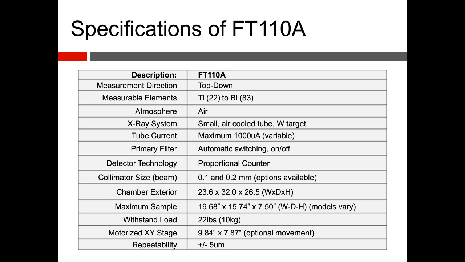The proportional counter detection system, most popular for coating thickness applications because it's a lower cost detection system that meets the testing requirements that most people have in coating thickness. And this system, I would also point out, does have a very deep chamber of 7.5 inches high, which is useful for flexibility, and it has an optional XY stage.